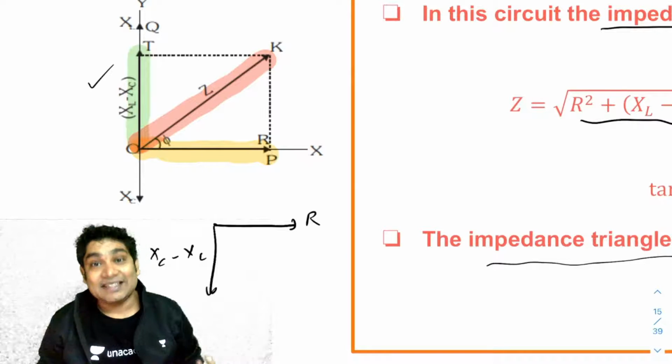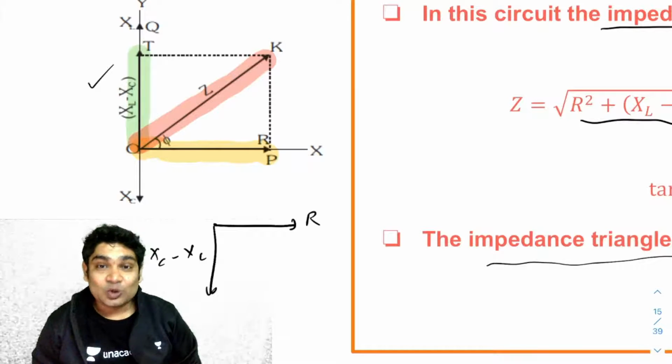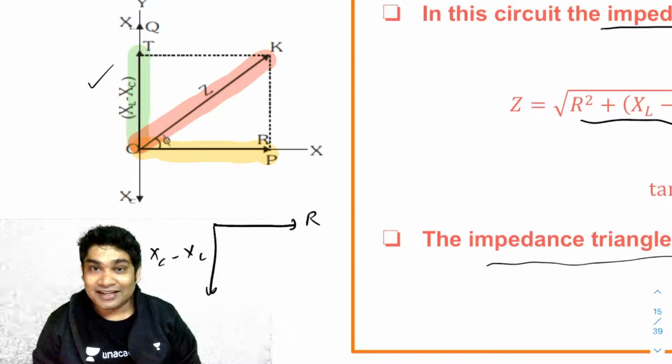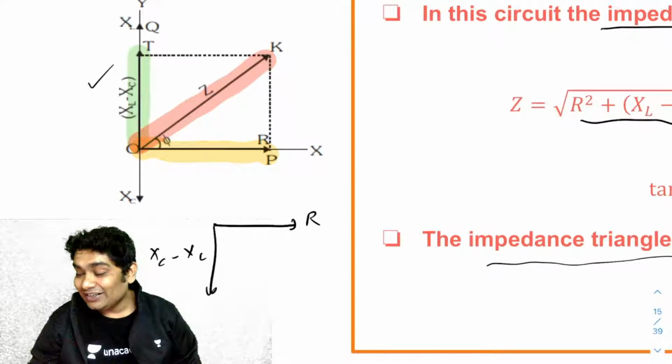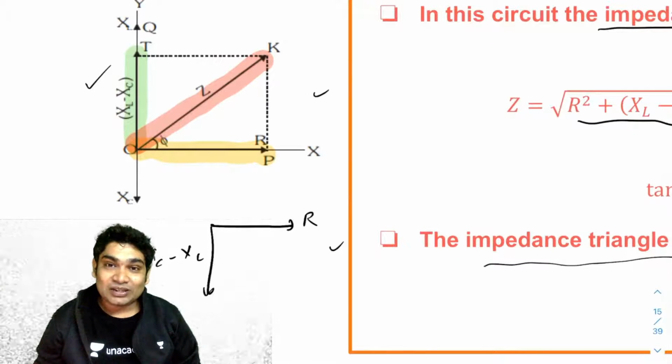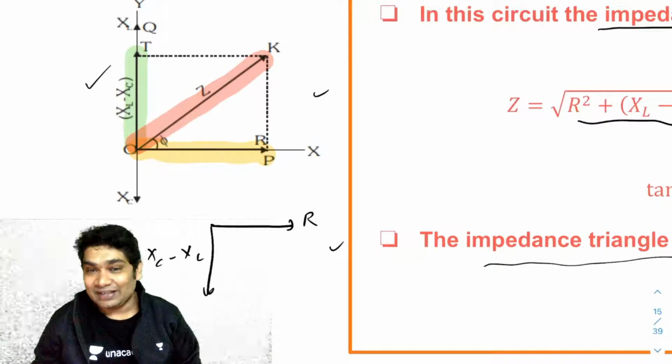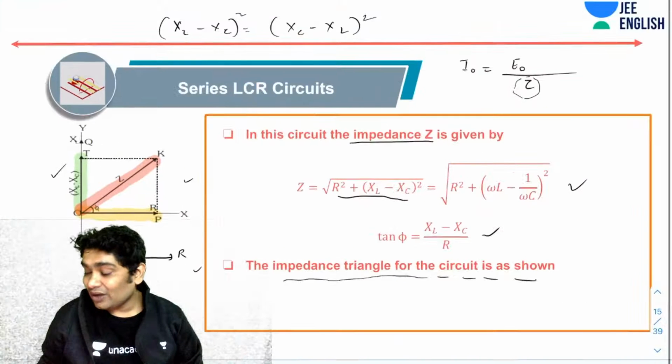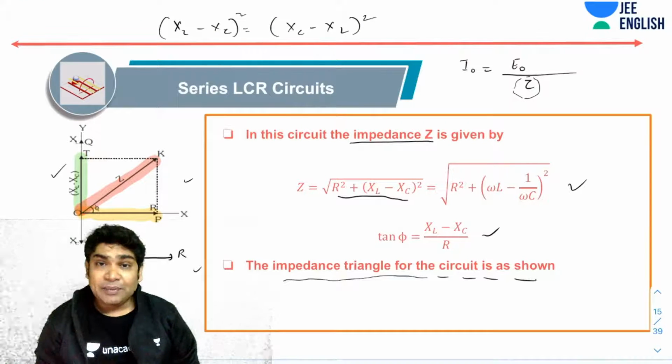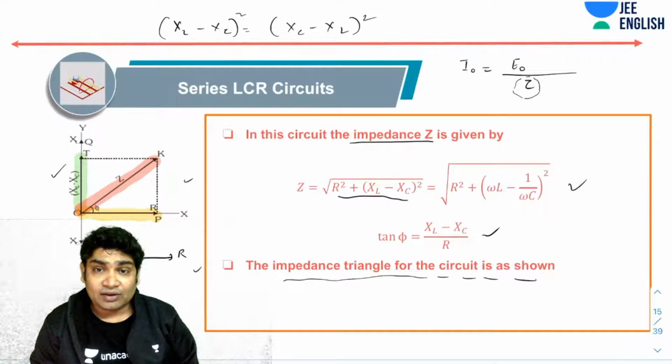Yes, yes, yes. So it's the same thing. No, it's just how you choose to draw it. Both are correct. There is nothing wrong with this. They both are representing exactly the same thing. Okay, ARJ. All right. So from the impedance triangle also you could have calculated the answer.